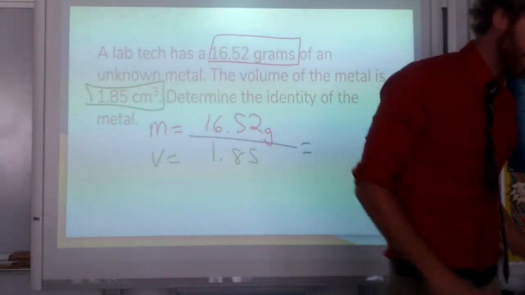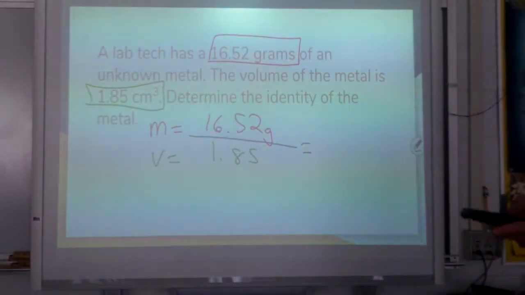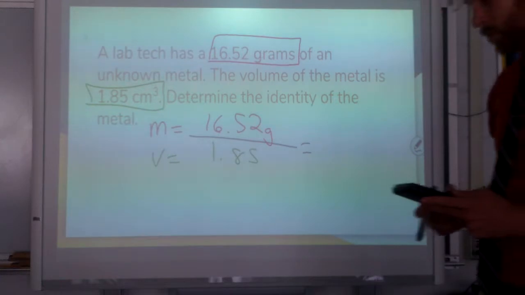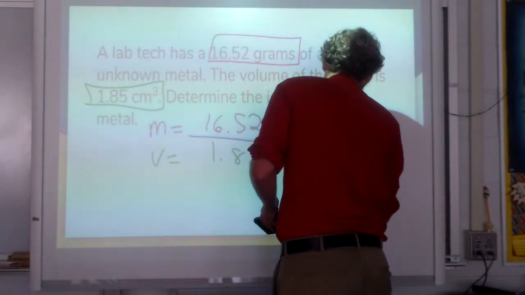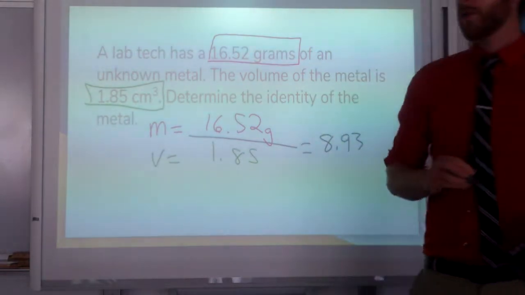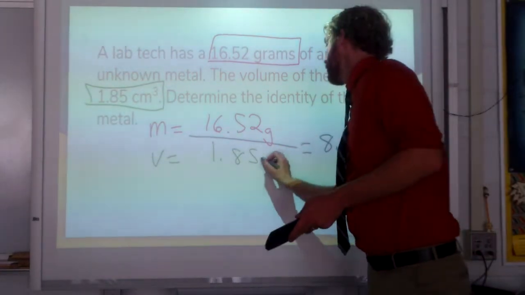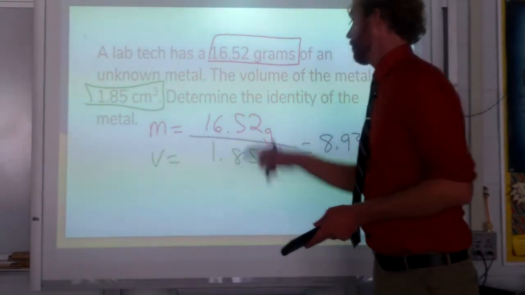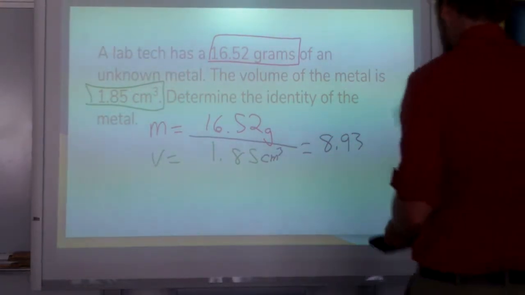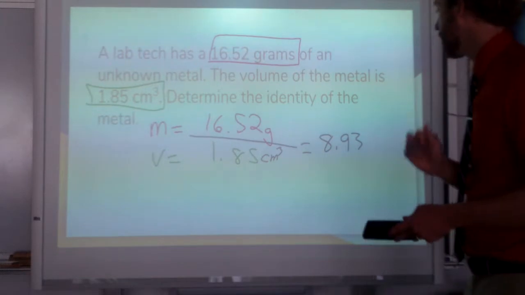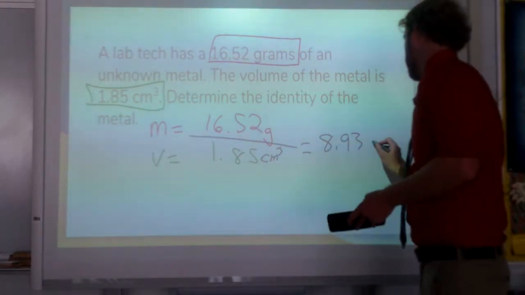So let's plug it into our calculator. 16.52 divided by 1.85 equals 8.93. Let's talk about our units. I forgot my units here. There should be centimeters cubed. Can't cross out any units. So we have grams per centimeter cubed.